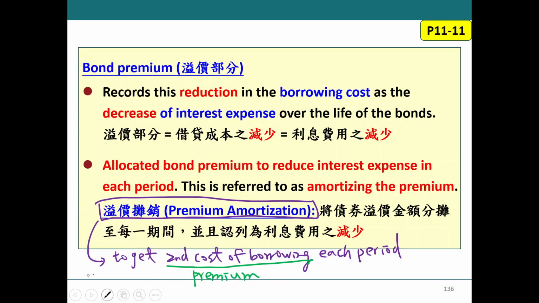Okay? And also don't forget, premium will make what? Make your total cost of borrowing decrease. So we have a discount amortization, premium amortization, 折价摊销, 溢价摊销, but actually we talk about the same thing, but it depends on whether your bond is issued at a high price or low price, okay? Any questions?